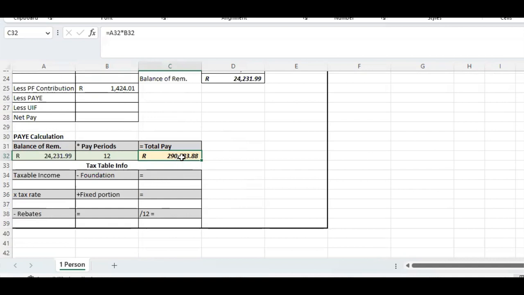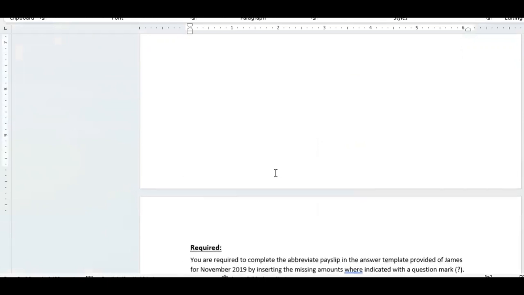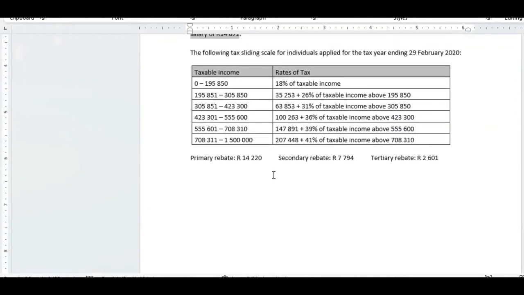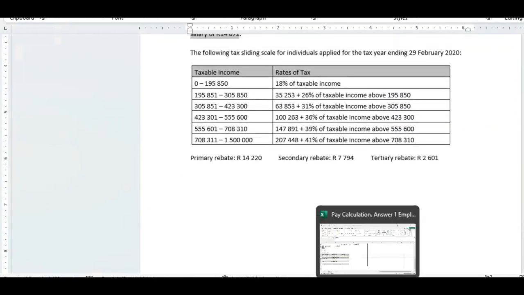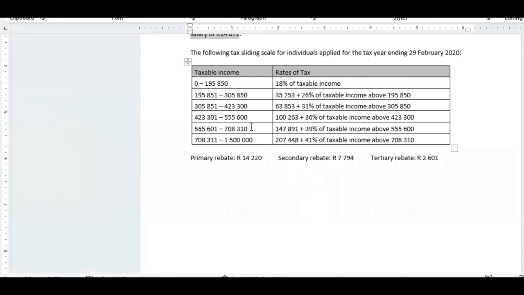Okay, now we have to go and look at the tax table. Now look at that, 290,783. If we go back to our tax table, let's go to our tax table. Okay, just look at that value again. 290,783. So where does it fit in? 290 is somewhere between 195 and 305.